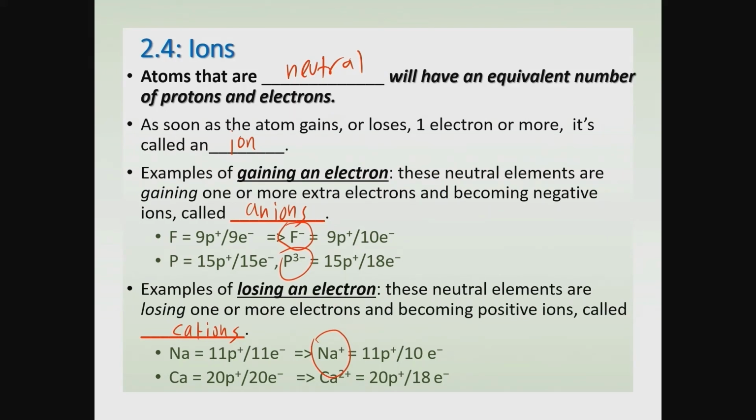Calcium in this example normally has 20 protons and positive charges and 20 electrons and negative charges. If it were to lose 2 electrons, you're now down to 18 electrons. It has a deficiency of 2 electrons, which means it's got 2 extra positive charges. And so the charge of the calcium ion will be Ca2+.